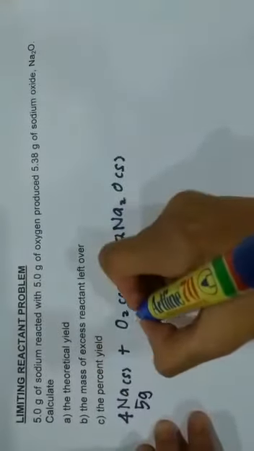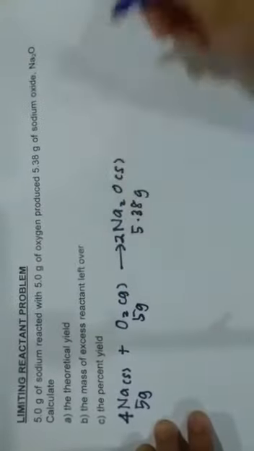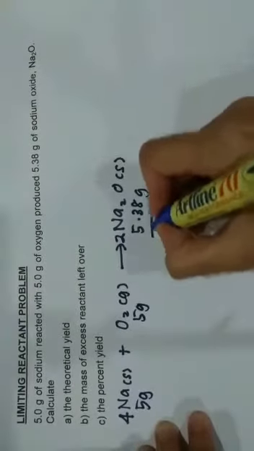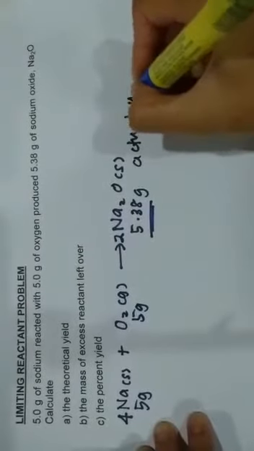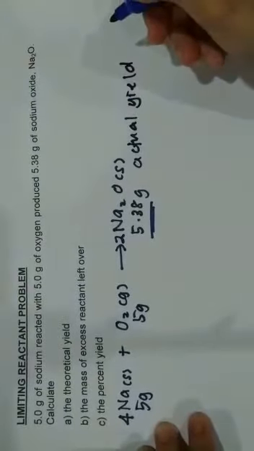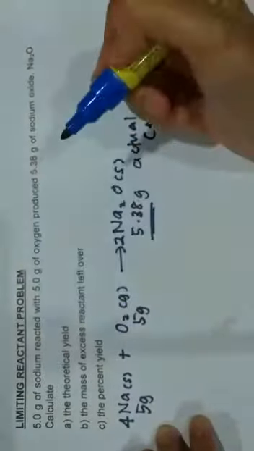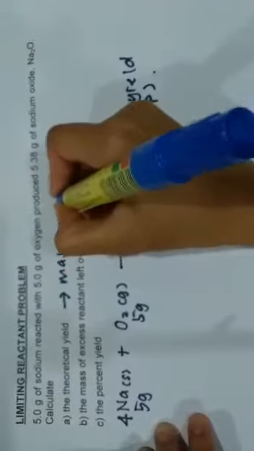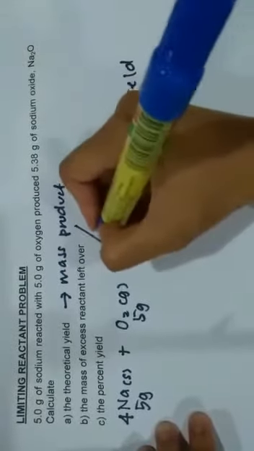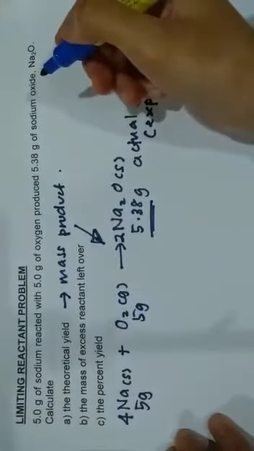So the information given is 5 gram sodium reacts with 5 gram of oxygen to produce 5.38 gram of sodium oxide. The 5.38 gram of sodium oxide we call the actual yield. It is the mass of product formed from the experiment. Okay, so sekarang ni kita nak kira theoretical yield. Theoretical yield is the mass of product formed from the chemical equation, ataupun from the theoretical calculation.